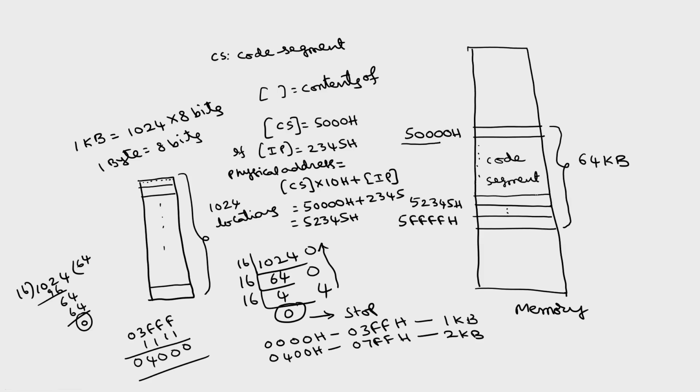Somewhere here we will have 52345H. To access the data from here, either to read or write the information, you have to take 5000H, the starting 16 bits of this code segment, into the code segment register. Then the offset from here to here, the difference between this address and 2345H, you have to take into the instruction pointer. This is the way to compute the physical address, knowing the code segment register and instruction pointer registers. So basically the purpose of the code segment register is to store the programs.